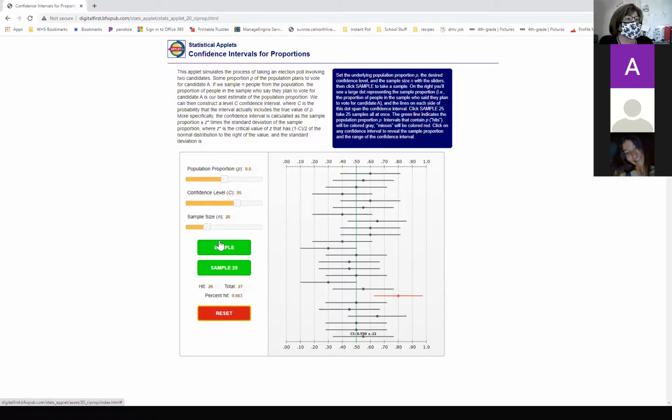Did all of them capture the true mean? No. If we look at them, there's possibly 20 of them up there. One of the 20 didn't make it. So 19 of 20 is 95%. So 19 out of the 20 that we had did capture the true mean.